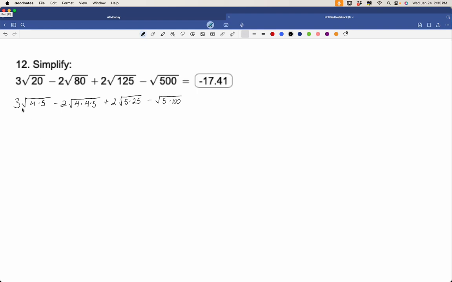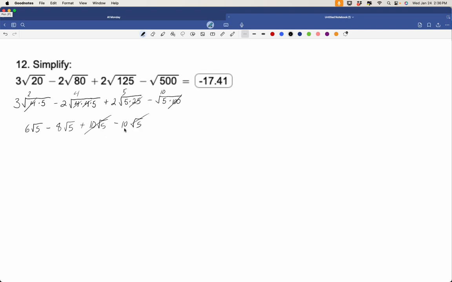So let's see what we can reduce now. I know the square root of 4 is 2. 3 times 2 is 6 times the square root of 5. We can't remove the 5. It stays in there. We've got a pair of 4s here, so we can pull them out. That would be 16. Square root of 16 is 4. 2 times 4 is 8 times the square root of 5. Here, I know the square root of 25 is 5. So 2 times 5, that's 10 times the square root of 5, the one that's left over. And I know the square root of 100 is 10. 10 times 10 is 100. So minus 10 times the square root of 5. So we have plus 10 times the square root of 5 minus 10 times the square root of 5.